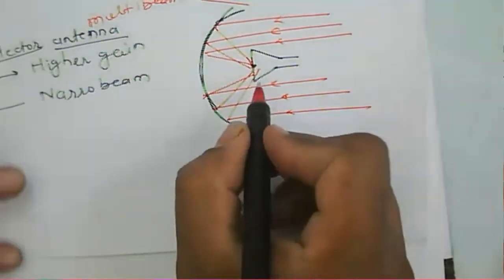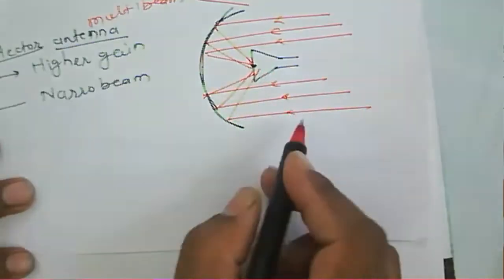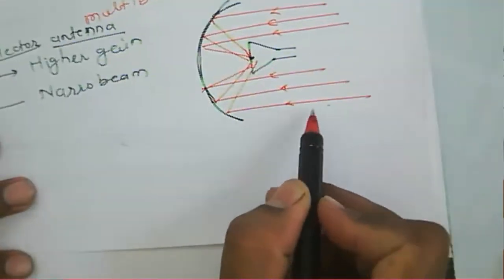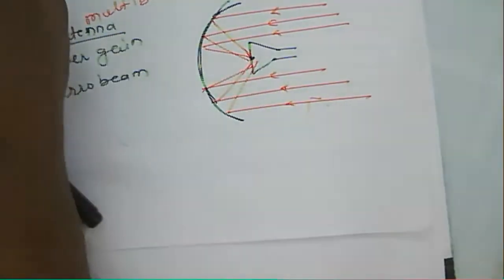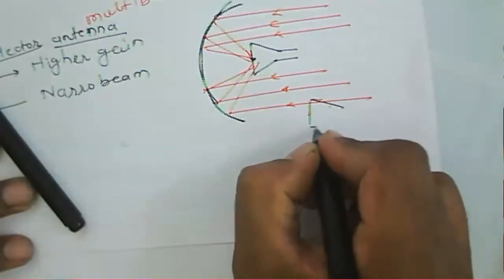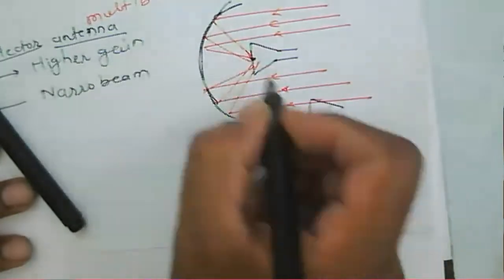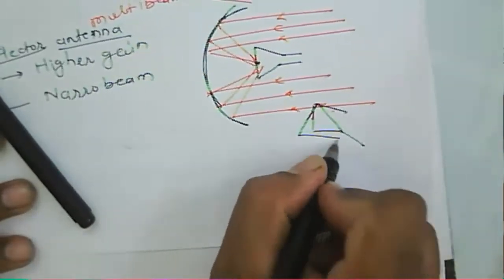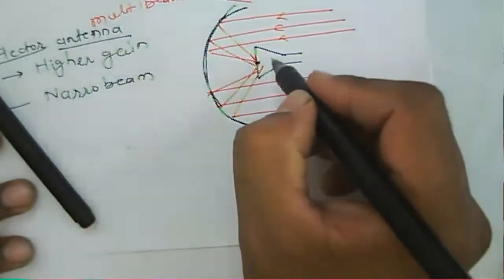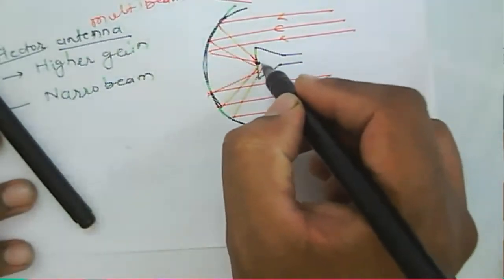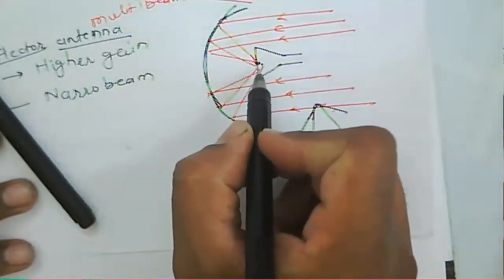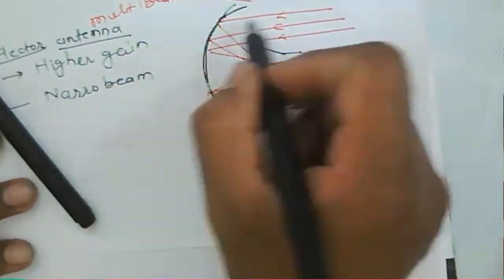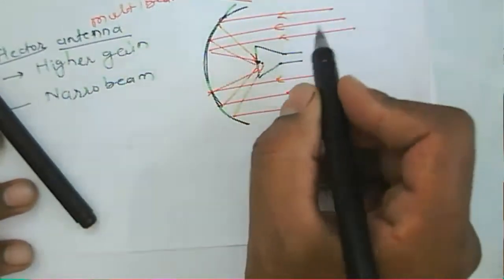because in an offset fed antenna, instead of being at the center, the horn antenna will be placed off to the side, and it will focus the signal in a given direction. That is about an offset feed antenna. But in a center feed antenna, the horn will be present here at the center, and it will focus the signal in the given direction.